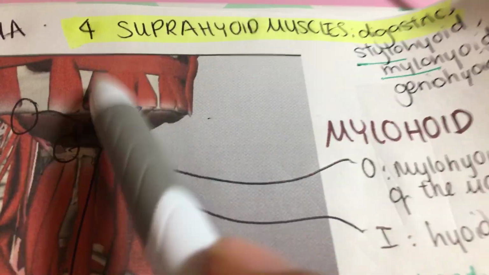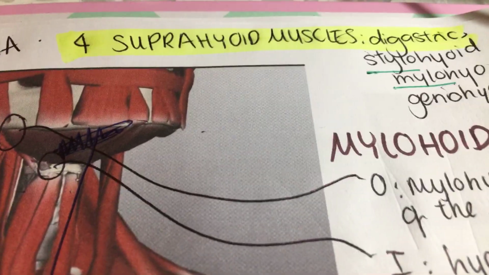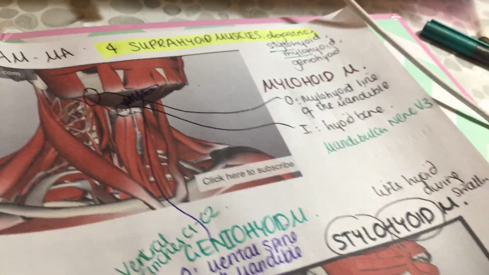Let's have a look at the 4 suprahyoid muscles. Basically, when you look at the anterior triangle of the neck and you look at the neck muscles, they are divided into suprahyoid muscles and infrahyoid muscles. How?